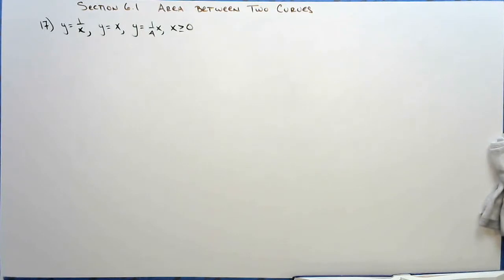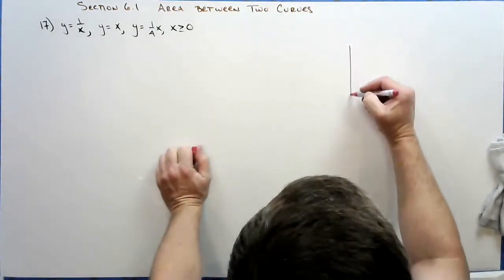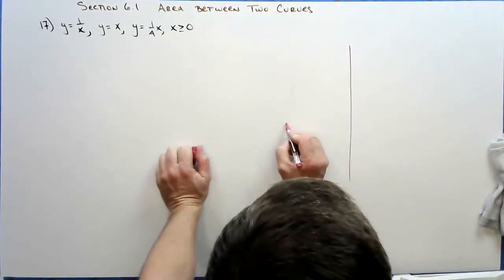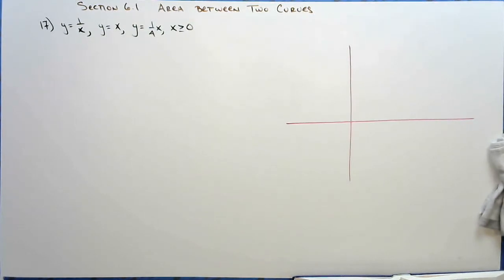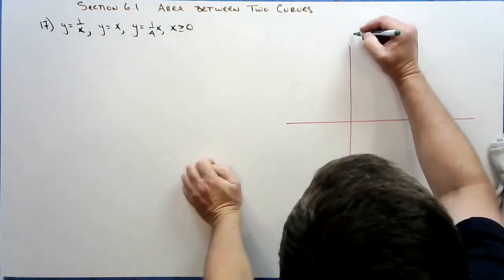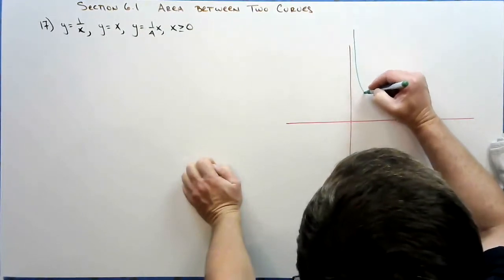So our first job is to draw our sketch. Now, x is greater than or equal to 0, so we don't need to worry about quadrants 2 or 3 here. We have y equals 1 over x, so 0 is not in the domain of that. As x gets bigger and bigger, 1 over x gets smaller and smaller. So that's half of a hyperbola. It comes down and goes like this.